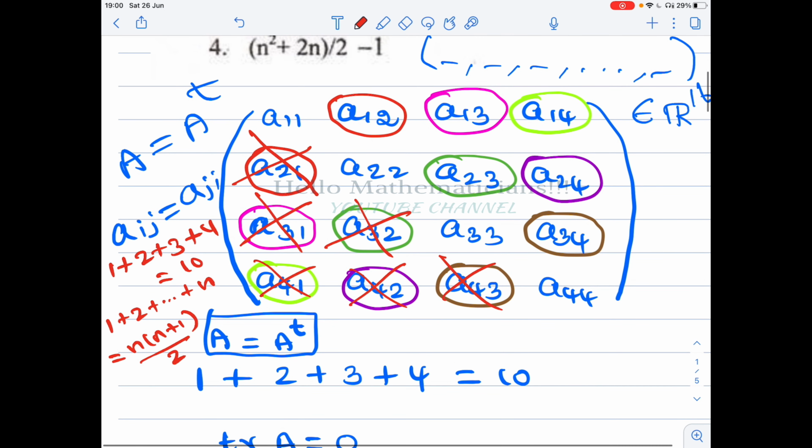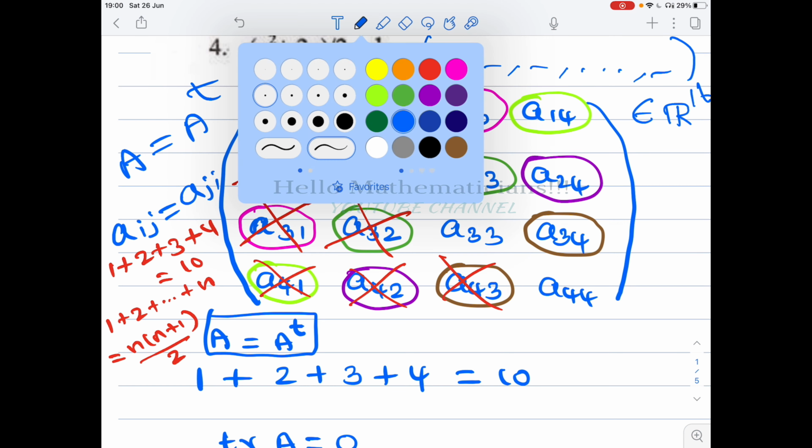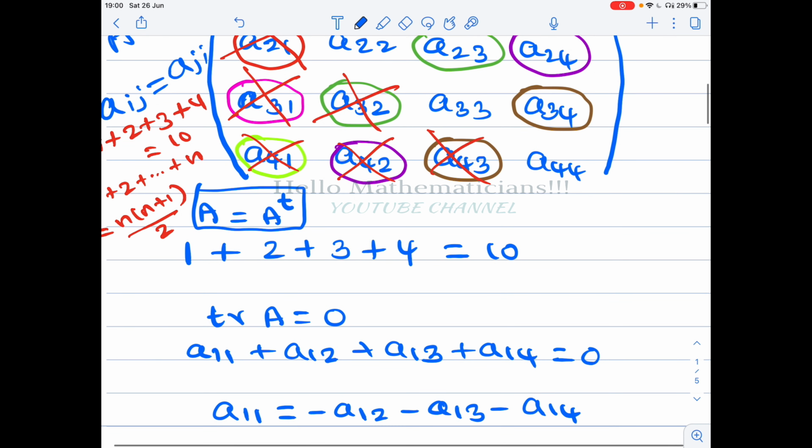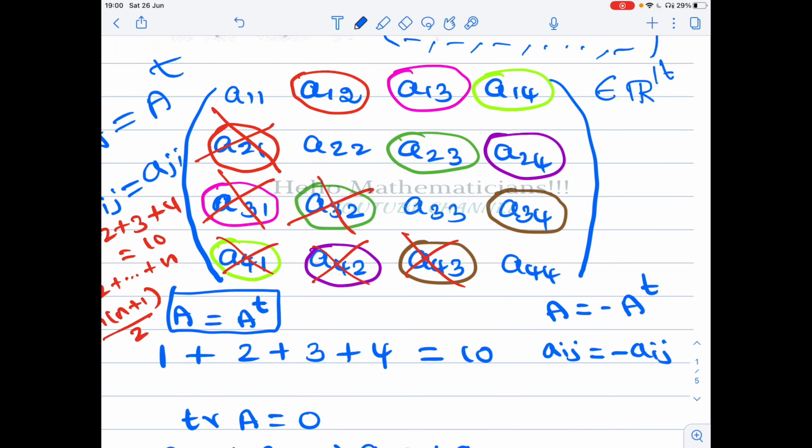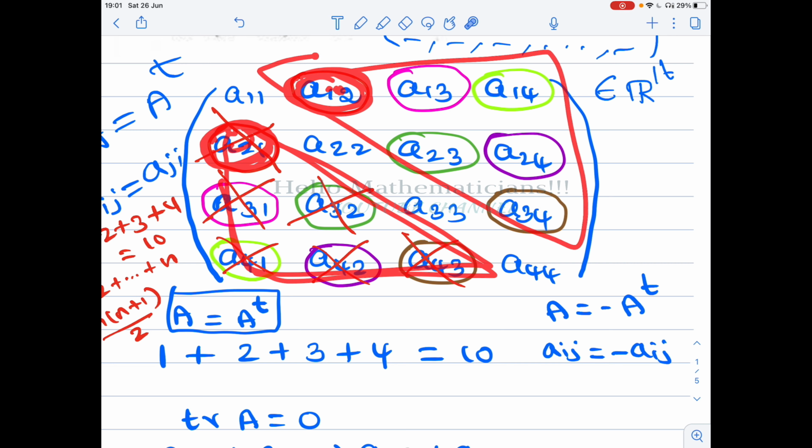Now let's calculate the dimension of the set of all n by n skew symmetric matrices. Skew symmetric matrices means you have A equal to minus A transpose. Again, Aij equal to minus Aji. By using the same idea, all these variables will be independent free variables, and this variable depends on that variable; it should be the negative of that variable. So all these variables are dependent variables because they are negatives of these entries.